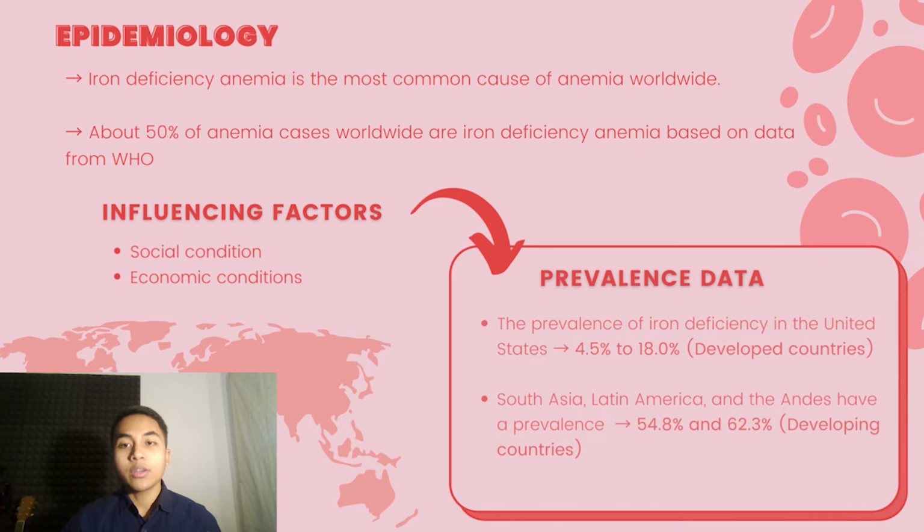social and economic condition. Developed countries such as the United States tend to have a low prevalence of 4.5% to 18%. Developing countries tend to have a high prevalence, such as in South Asia, Latin America, and the Andes, which have a prevalence of 54.8% and 62.3%. This case is influenced by malnutrition, so countries that are not in line with this factor are more prone to iron deficiency that can cause iron deficiency anemia.